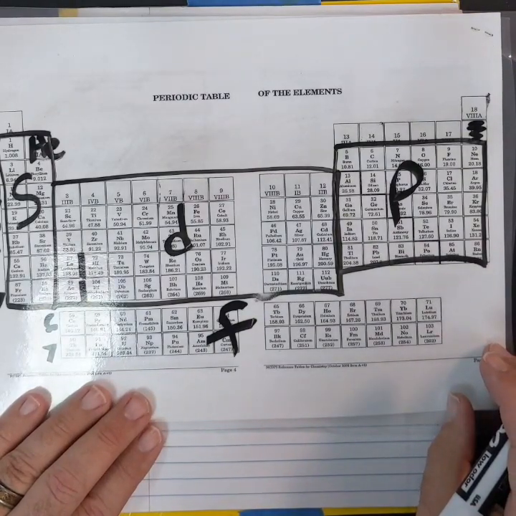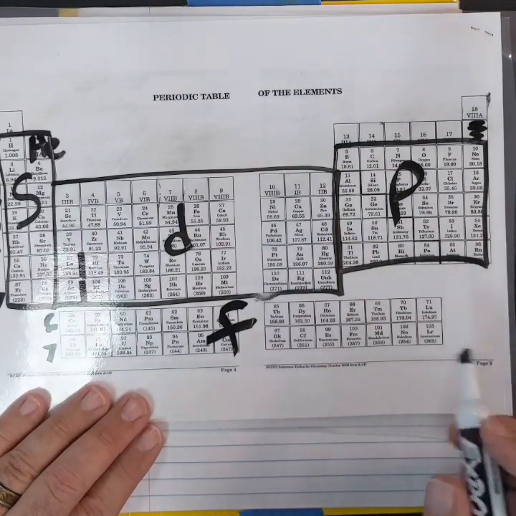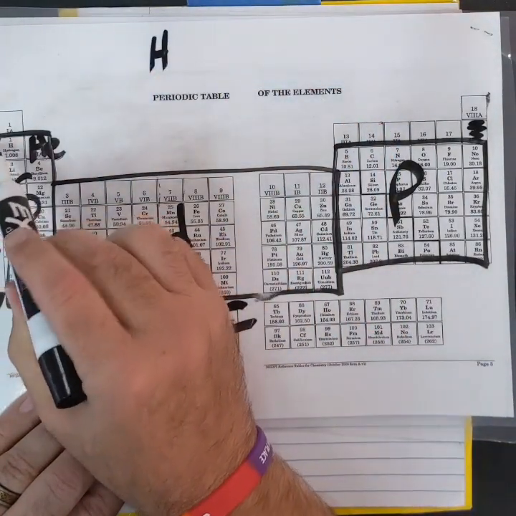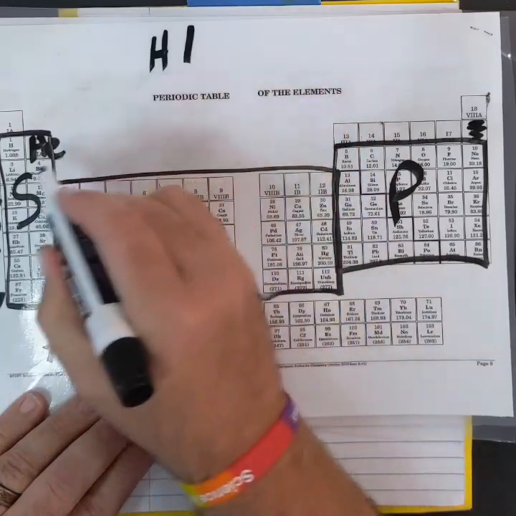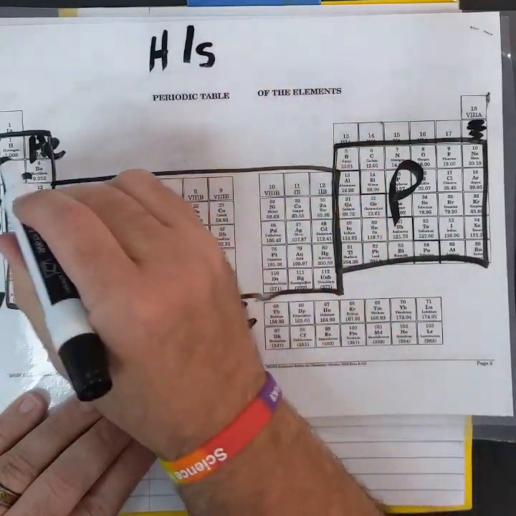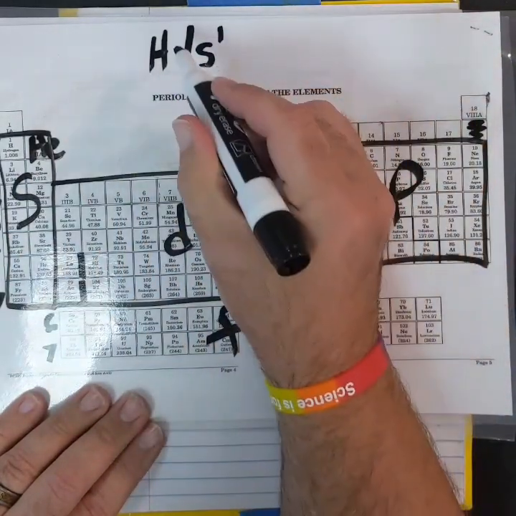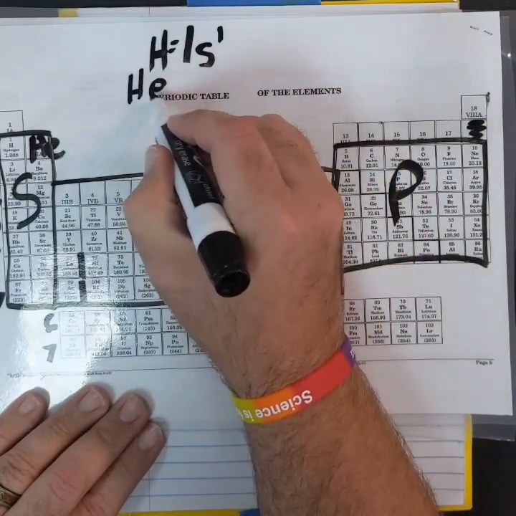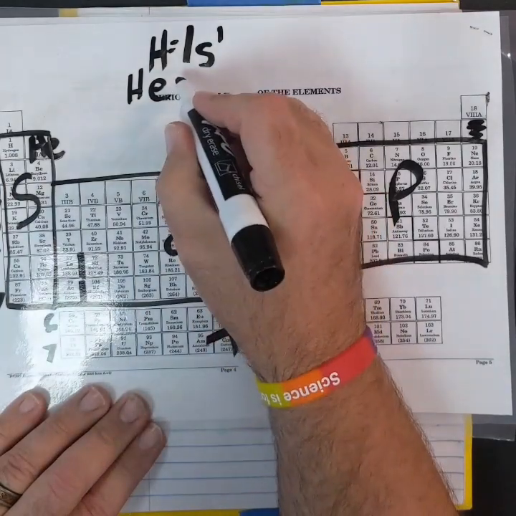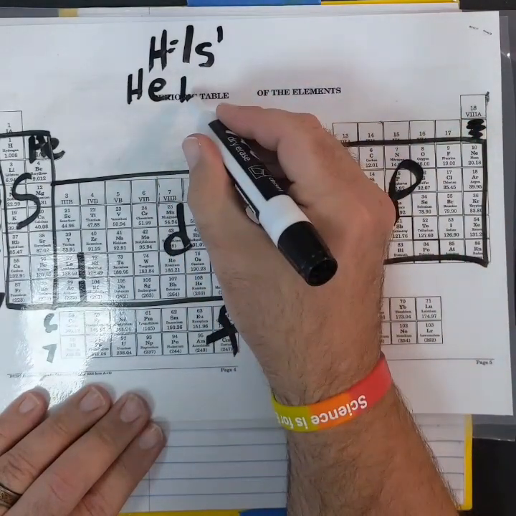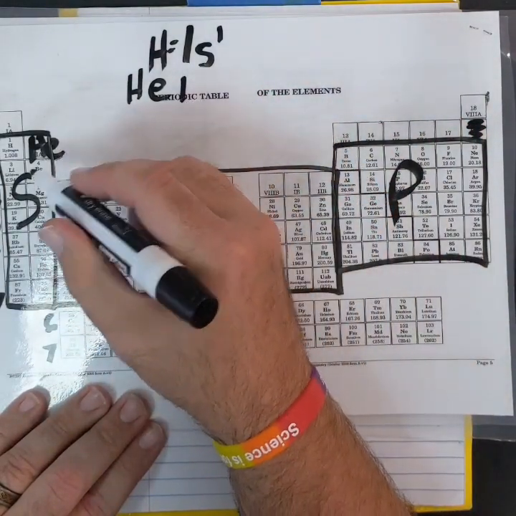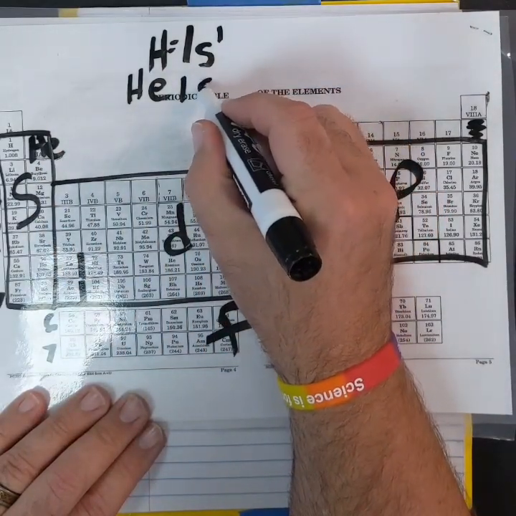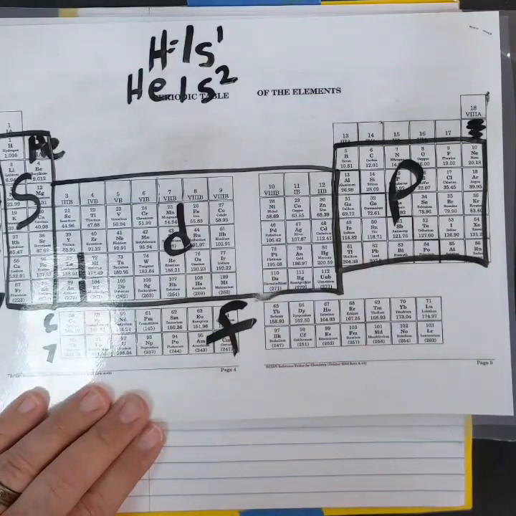So if we were going to do hydrogen, hydrogen's right there. That's period 1 in the S block. And it's the first one, it has 1 electron, so hydrogen is 1s1. If we wanted to do helium, that's still period 1, so we put a 1. It's in the S block, and it's the second one, so it has 2 electrons, so that's 1s2.